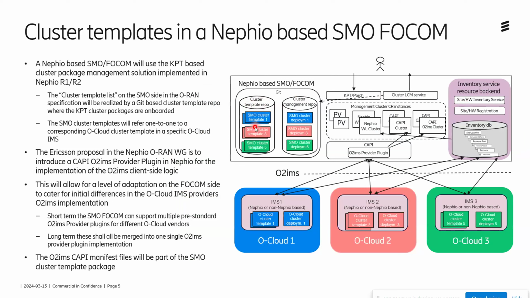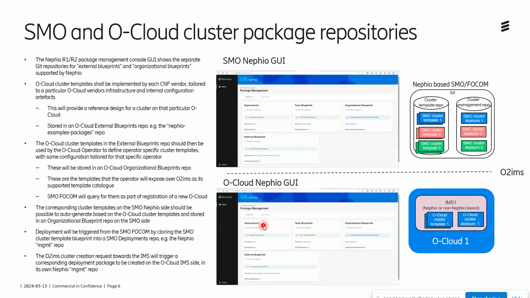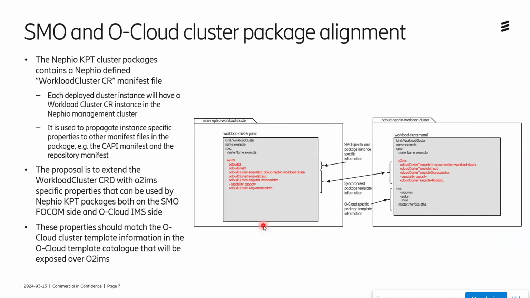Then on the SMO FOCOM side, you need to have some sort of a mapping between these two. And this is where my suggestion is, we can take this page later, but in the matter of time, my suggestion is that we leverage the workload cluster resource that is already introduced in Nephio. Currently it is used for injection of a few well-defined parameters, and our suggestion is that we extend this.